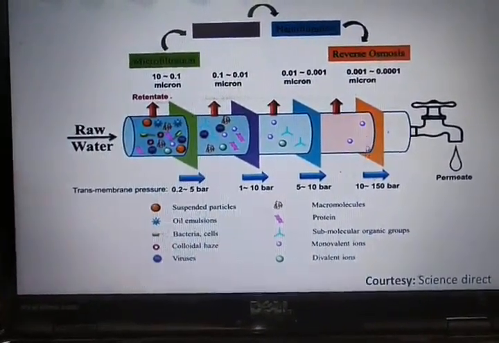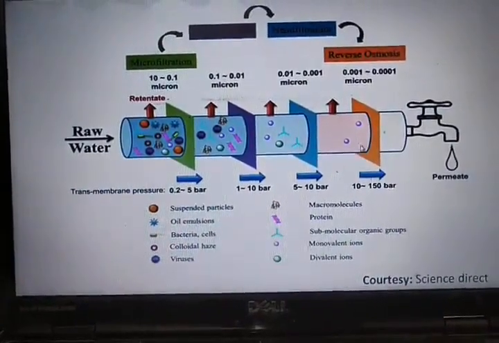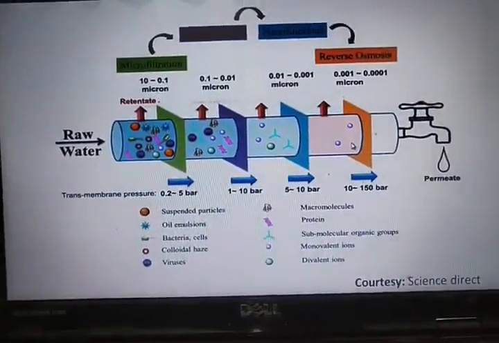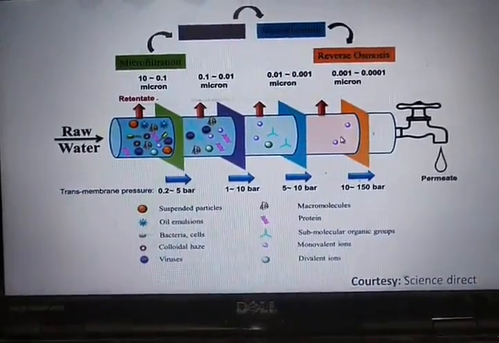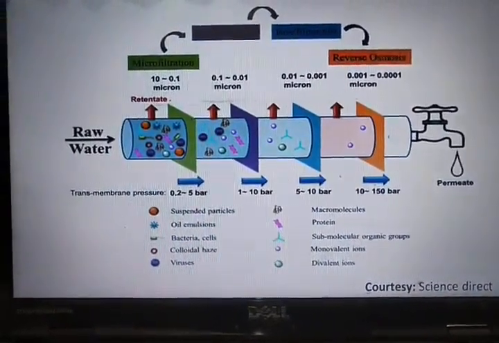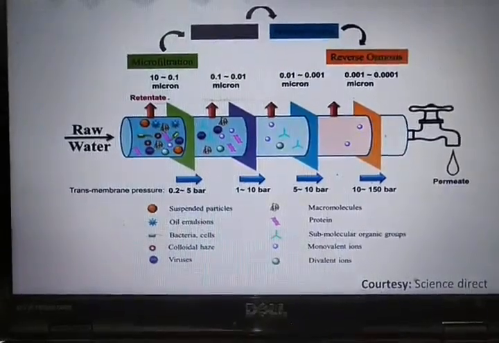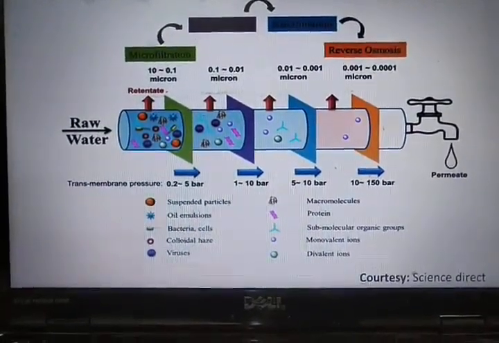So that's why reverse osmosis tends to be uneconomical. It definitely needs more power to pump the water at high pressure to the semi-permeable membrane.